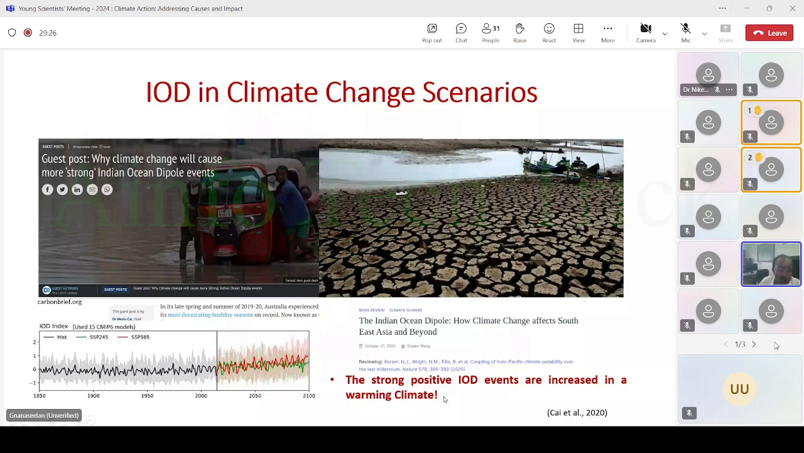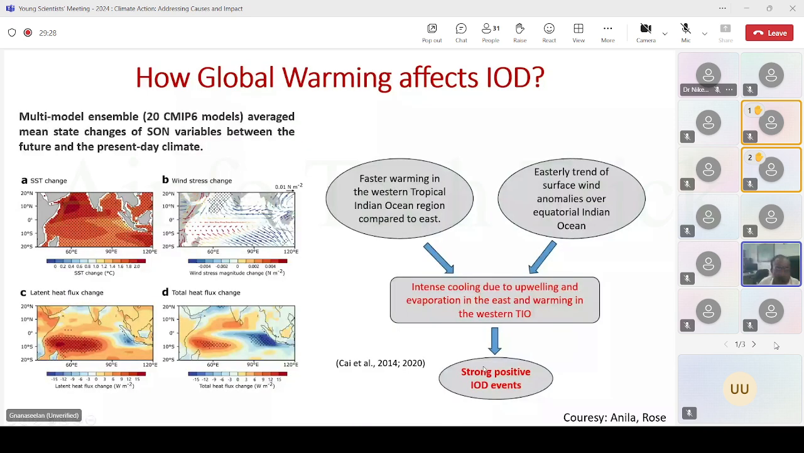So now, why do strong IOD events happen during the global warming scenario? This is the multi-model mean of 20 CMIP6 models, showing the average mean state changes from the present day climate. You can see this large warming in the western region. This is the SST change. Similar to the SST change, you will see the change in wind pattern with large easterlies over the equatorial Indian Ocean.